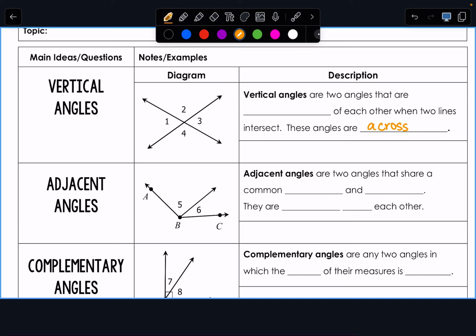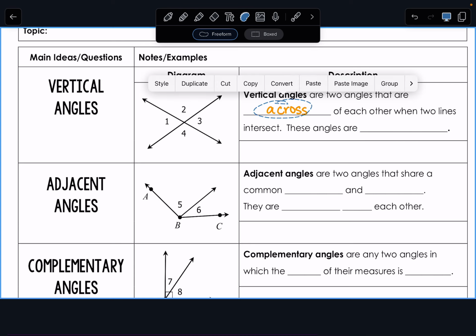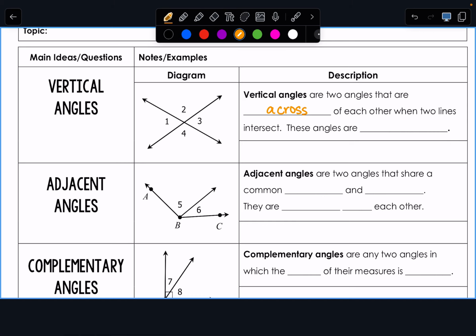Oh, man. I put the word in the wrong spot. Will you forgive me? Okay. The word that goes here is what? Same. Do you remember? Think back. What's the geometry word for same? Congruent. Congruent means they're the same measure.